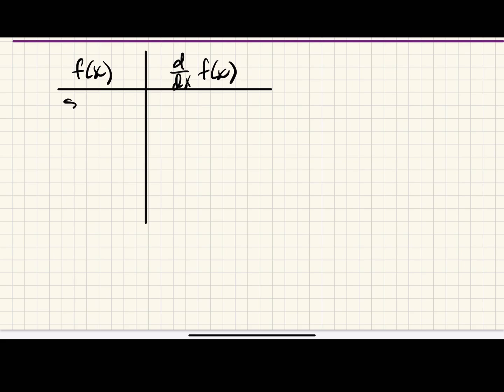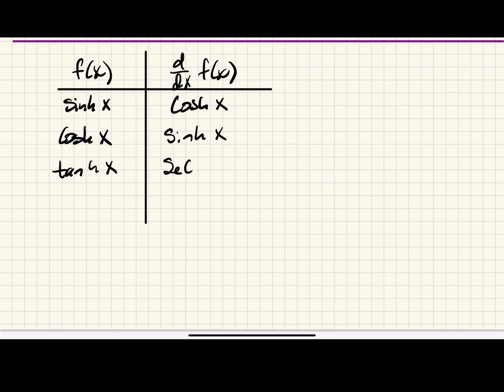So the function hyperbolic sine, its derivative is hyperbolic cosine. The function hyperbolic cosine, its derivative is hyperbolic sine. The derivative of hyperbolic tangent is, what do you think? Yes, hyperbolic secant squared. Derivative of cotangent is minus hyperbolic cosecant squared.